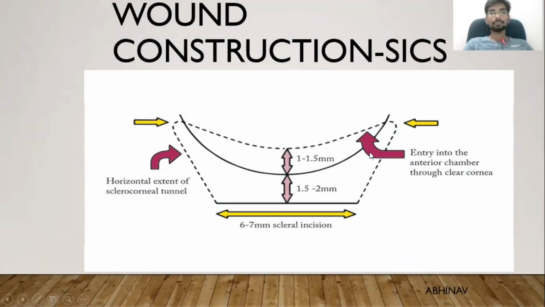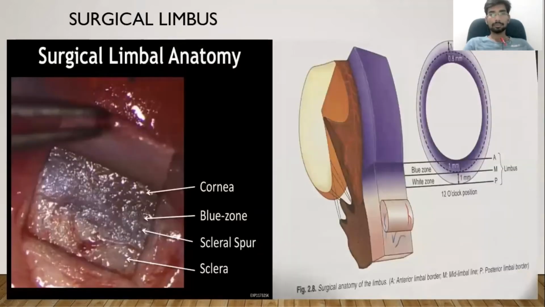In this video we see about wound construction in SICS. When it comes to surgical limbus anatomy, this is the blue zone and this is the white zone. Between the blue zone and white zone is the mid-limbal line. Anterior one is the anterior limbal border, posterior one is the posterior limbal border. Here this is the corneal portion, this is the blue zone. Below the blue zone is the white zone and this is the sclera proper.